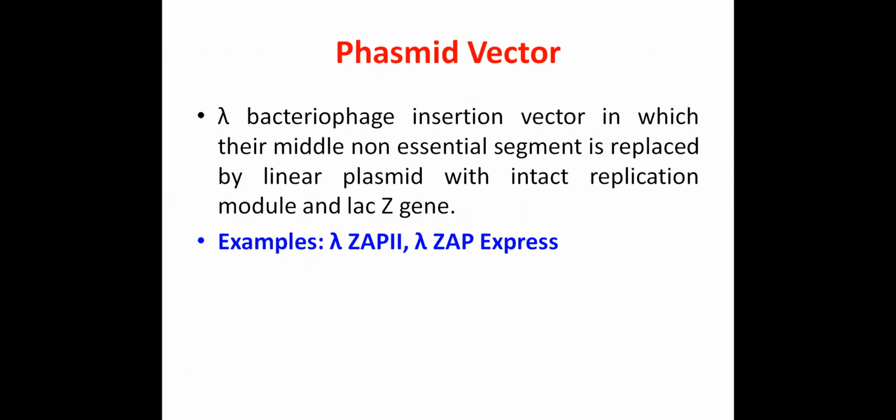Now the plasmid vector. This is a bacteriophage vector, an insertion vector, in which the non-essential segment is replaced by the linear plasmid. Means the intact linear plasmid, having all the desired features like replication module, like origin of replication, LacZ gene, antibiotic resistance gene. The entire linear plasmid gets inserted inside the non-essential region of the bacteriophage vector. Okay, an example is lambda ZAP vectors. They are the plasmid vectors.